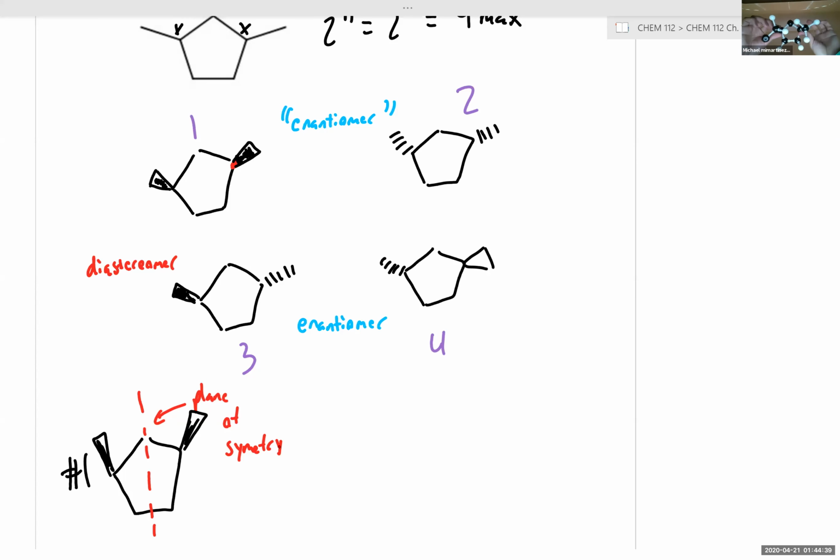Now, to get the down-down stereoisomer, all I have to do is just invert my up-up. So my question to you is, if I can obtain the down-down enantiomer, in quotes, via rotation, is it a genuine enantiomer? Are these two molecules the same or different? They're the same. They're exactly the same. They're just the same molecule rotated 180 degrees.